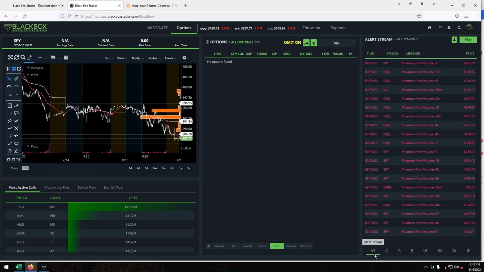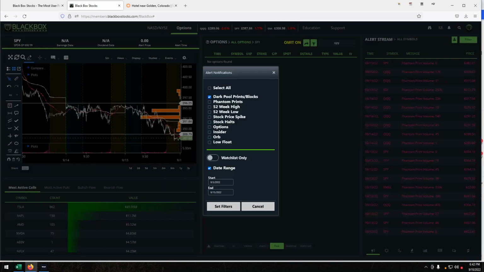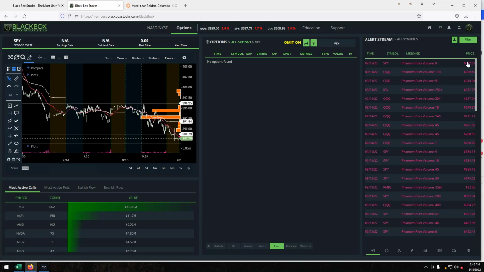It's found under the alert stream. This is where we house all of the dark pool activity. You're able to see all of that come through, or you can unselect that just to see phantom prints. And a reminder, you can open up your date range so that you can pull more information in if you wanted to do a historical look back and just enter those ranges.